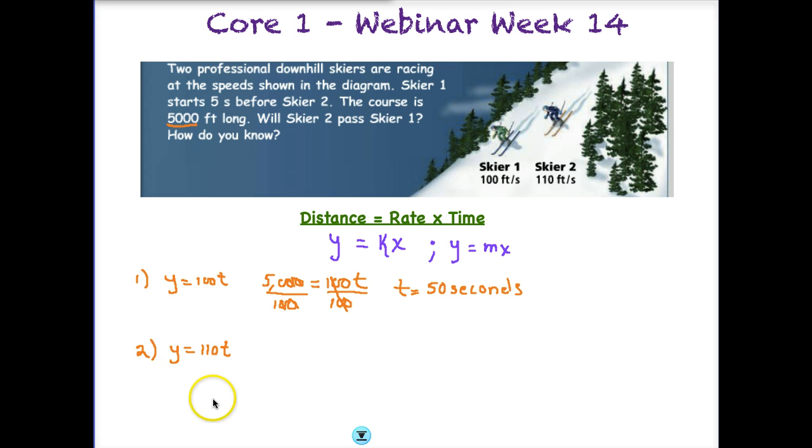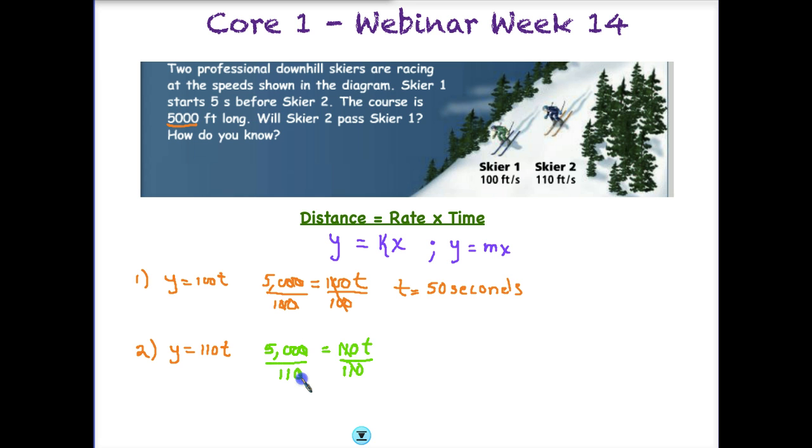Skier number 2 is traveling the same distance down the mountain. He's still traveling 5,000 feet. And I know we haven't yet considered that his time is going to include an extra 5 seconds. We could include that in the problem, or we can just worry about it later. So let's make it simple. He is going 5,000 feet, and his rate is faster, though. He is traveling 110 feet per second. So if we divide both sides by 110, these cancel.